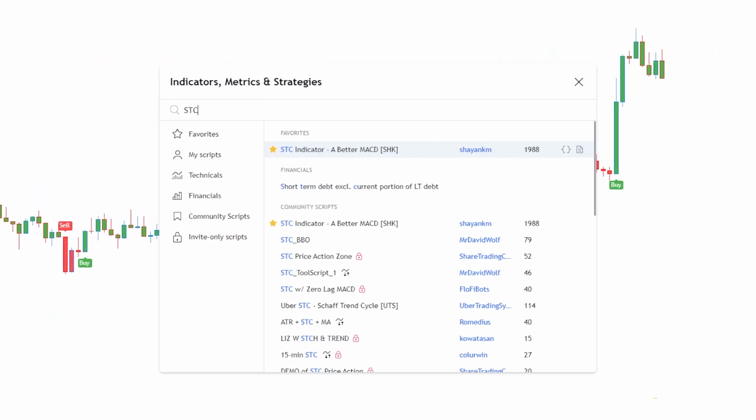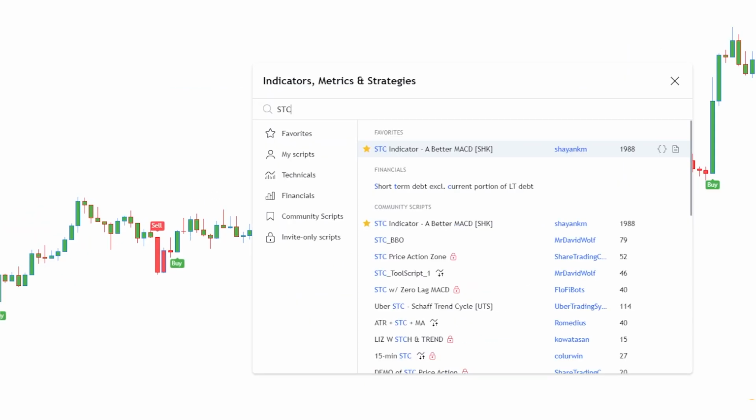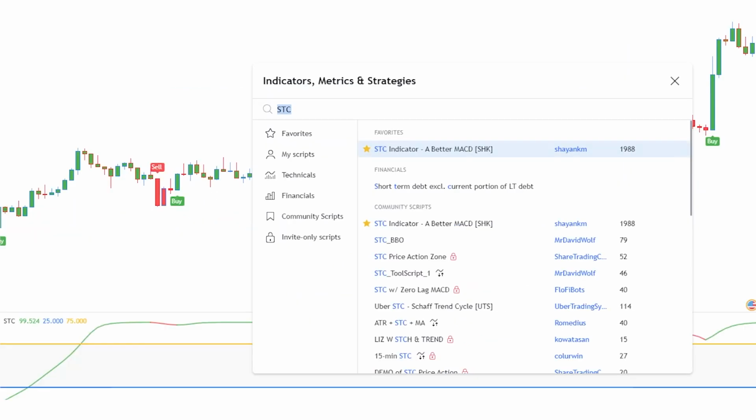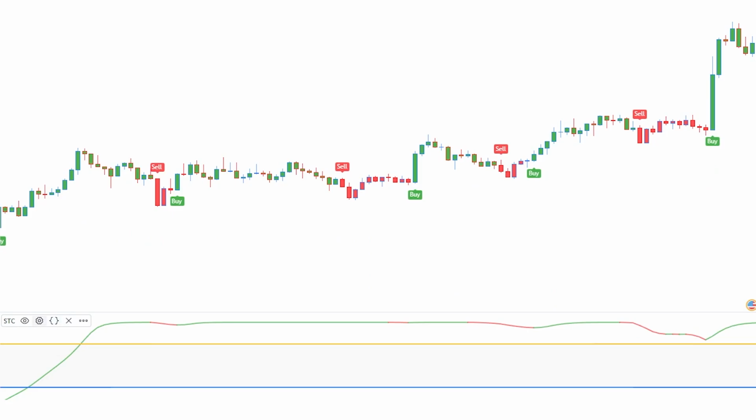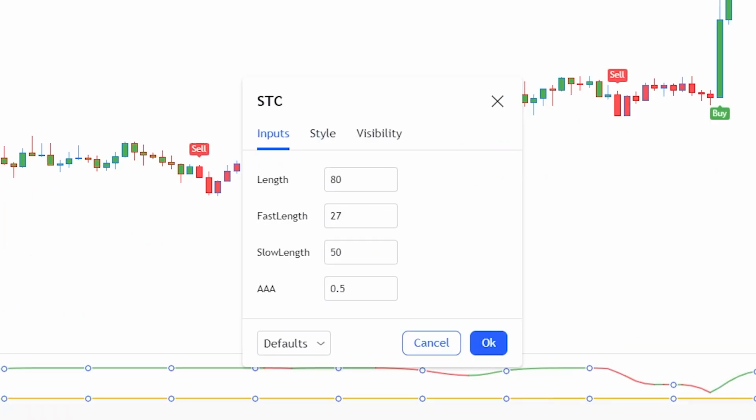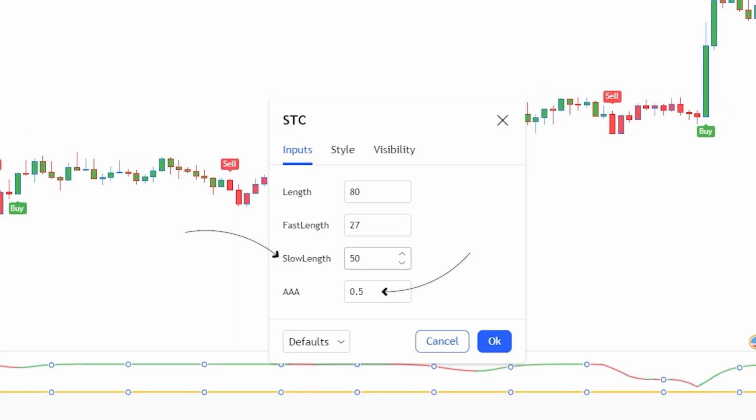So the next indicator, which is very important to have, is called STC. Therefore, repeat the same method in order to add it to your chart, and once you have it on your chart, go ahead into the settings and change the length to 80 and fast length to 27. Leave these ones as they are.